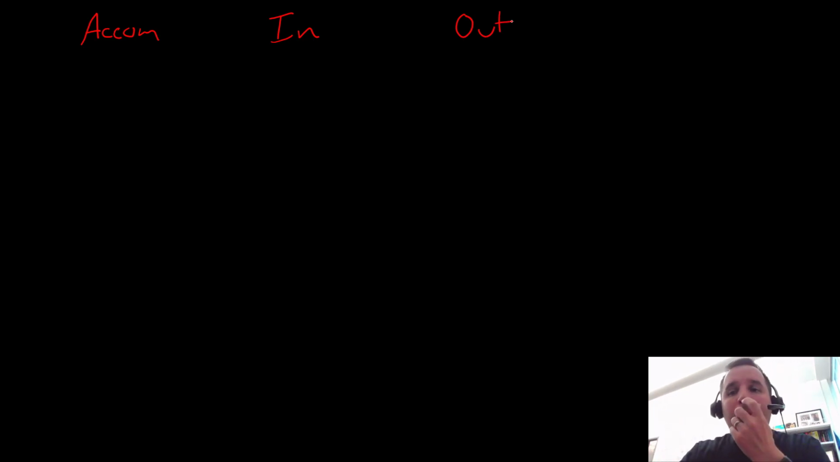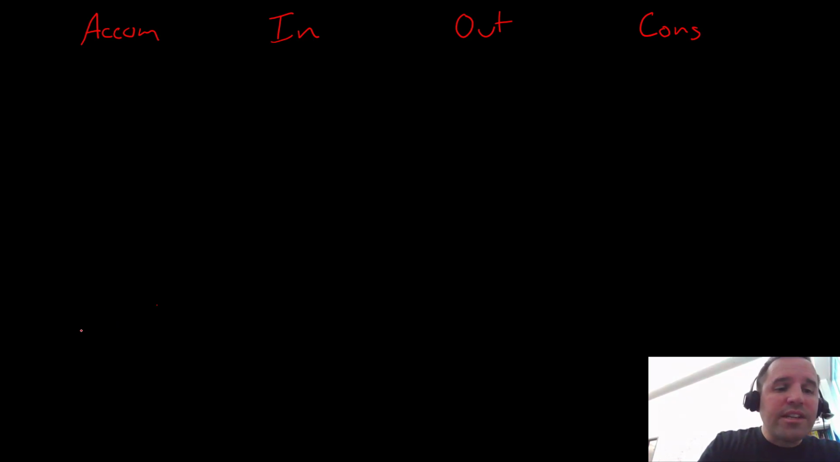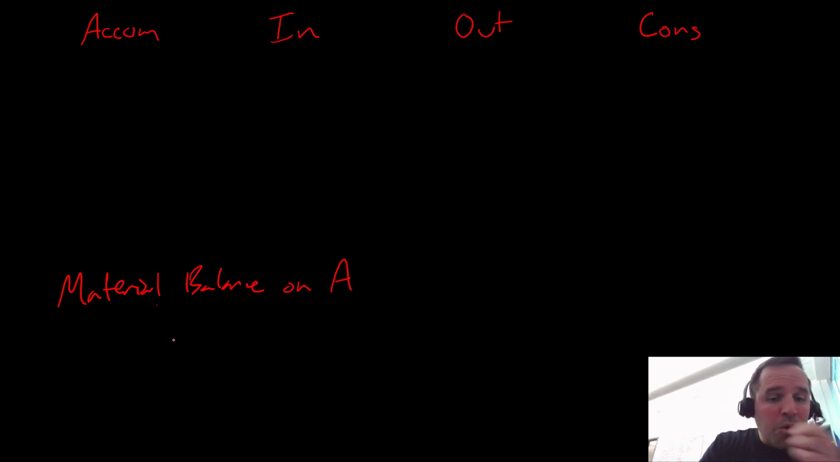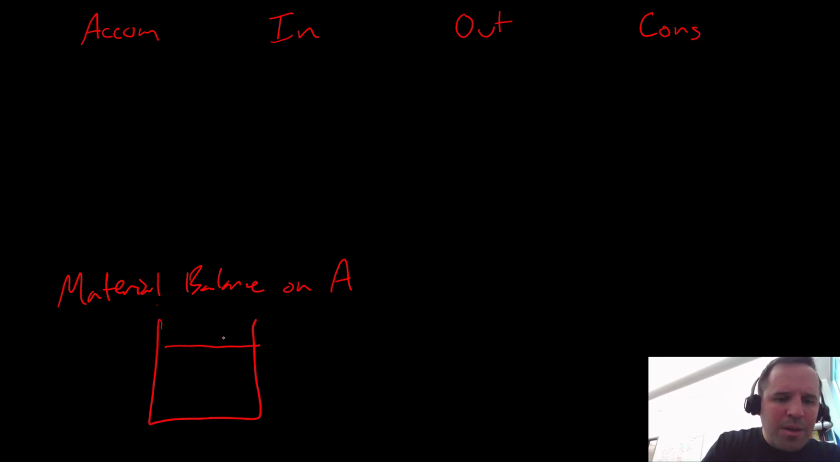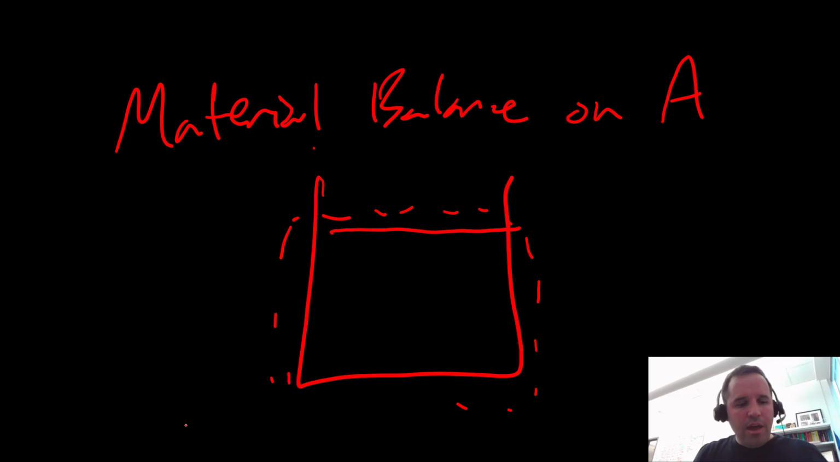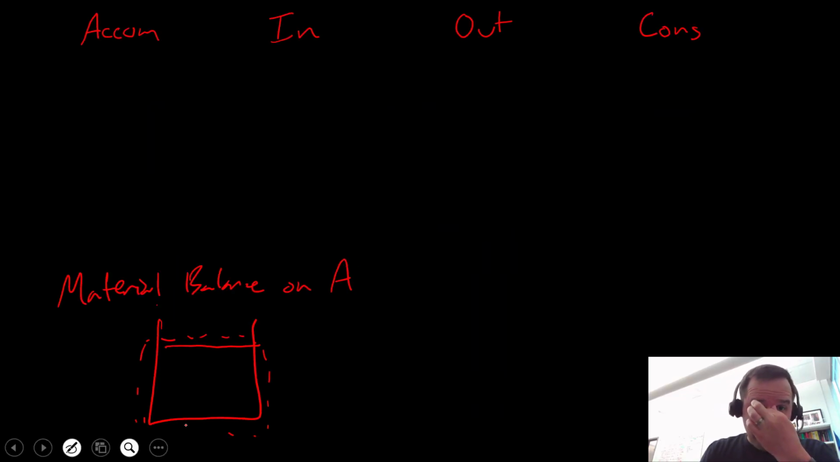All right, so just like we had our volume balance, we will do material balances on components A and B. Again, we'll start off with this accumulation term, in, out, and then let's call this consumption because we're going to start with component A. So this is a material balance on component A. We're going to think about our system, again, with that same kind of control volume. However, now we're going to be thinking about how much A is in our reactor.